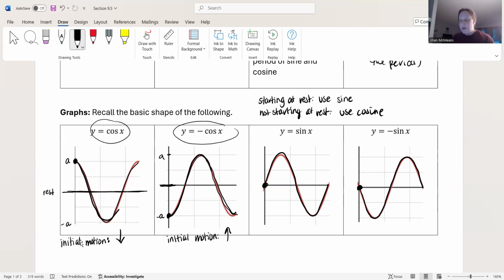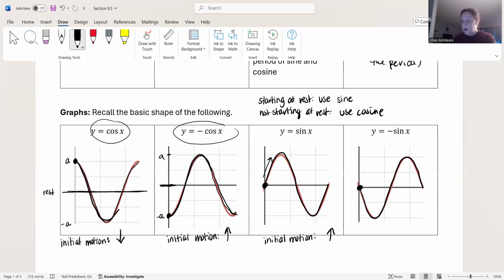Okay? And then think about sine. So imagine you have some object at rest, okay? And then you hit it up. You smack it up, okay? Well, as soon as time starts, it's going to go up. So the initial motion is up, okay? And that's y equals positive sine of x. If you have y equals negative sine of x, you have some object at rest, and then imagine you smack it down, okay?